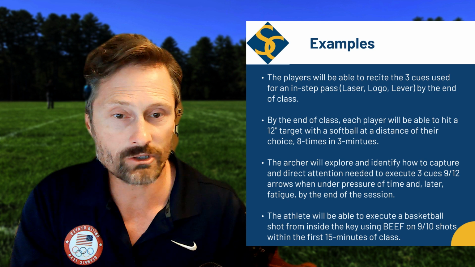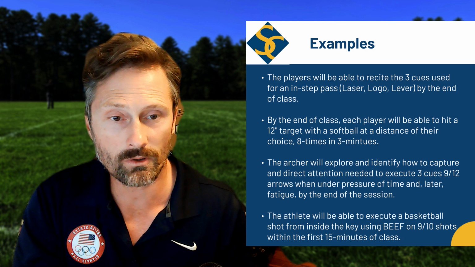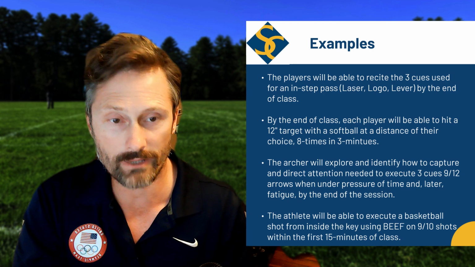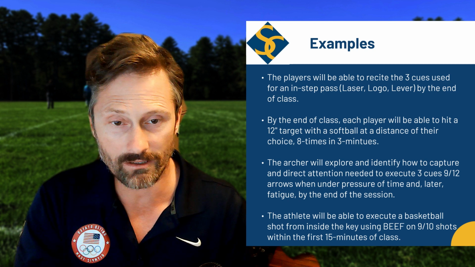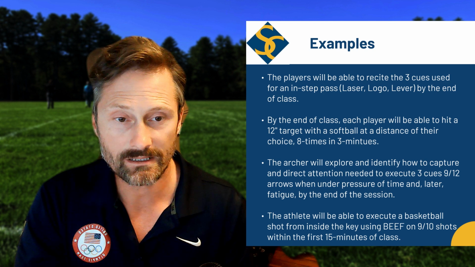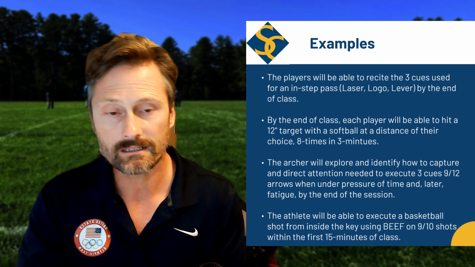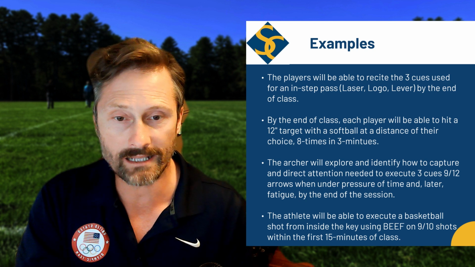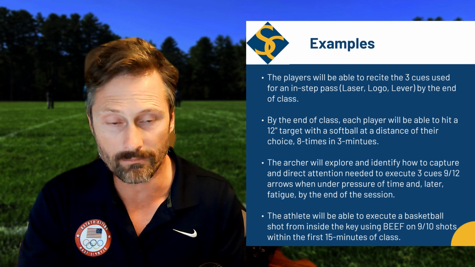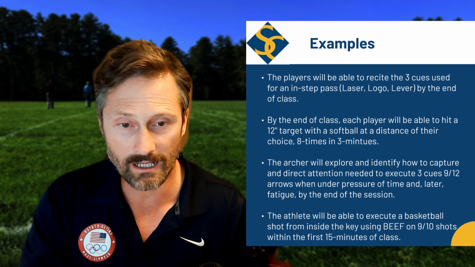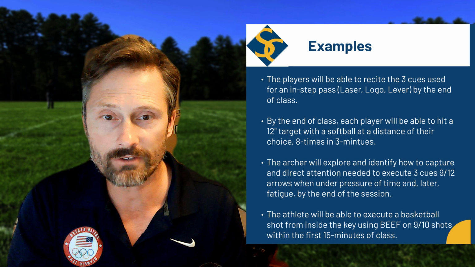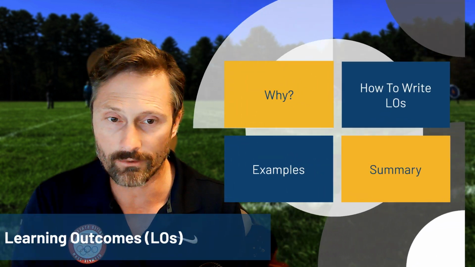Another example would be that the archer, this is for archery, the archer will explore and identify how to capture and direct attention needed to execute 3 cues, 9 out of 12 arrows when under pressure of time and, later, fatigue by the end of the session. And finally, the athlete will be able to execute a basketball shot from inside the key using BEEF on 9 out of 10 shots within the first 15 minutes of class. So there you have a few examples of learning outcomes.